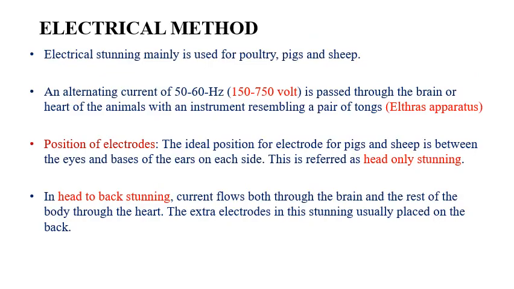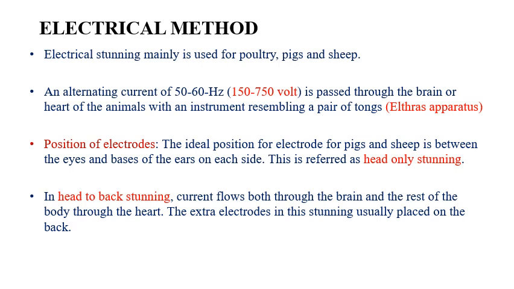Another method for stunning is the electrical method, where a low level current is passed to the brain and the animal becomes unconscious by a light level of shock through electricity. Electrical stunning is mainly used for poultry, pigs and sheep, but nowadays it is also used in case of cattle or large animals. Here an alternating current of 50 to 60 hertz and 150 to 750 volt is passed through the brain or heart of the animals with an instrument resembling a pair of tongs, or sometimes called an L-thrust apparatus.